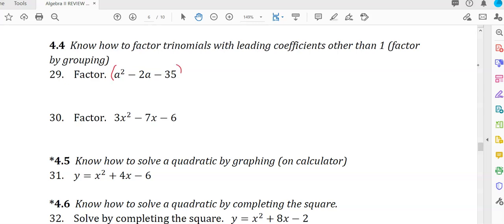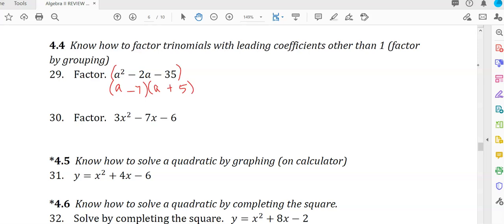I'll probably guess and check this one. 7 and 5 probably work. Let's see. So the bigger number's got the negative. I think that works. Double check it.